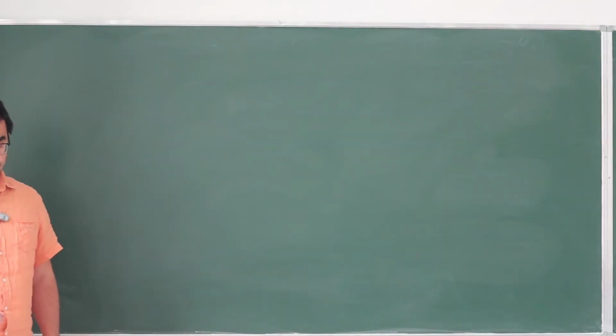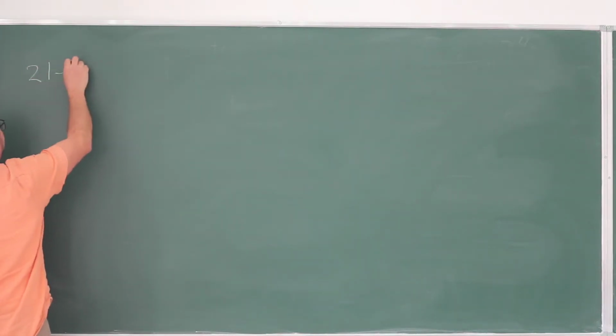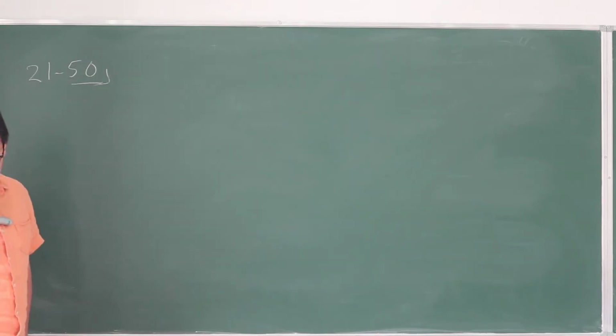In this video, I'm going to look at problem 50 from chapter 21. So let's do that. In this problem, we have a thin glass rod that's bent into a semicircle of radius capital R, and a charge is non-uniformly distributed along the rod with a linear charge density given by lambda equals lambda naught sine theta, where lambda naught is a positive constant.